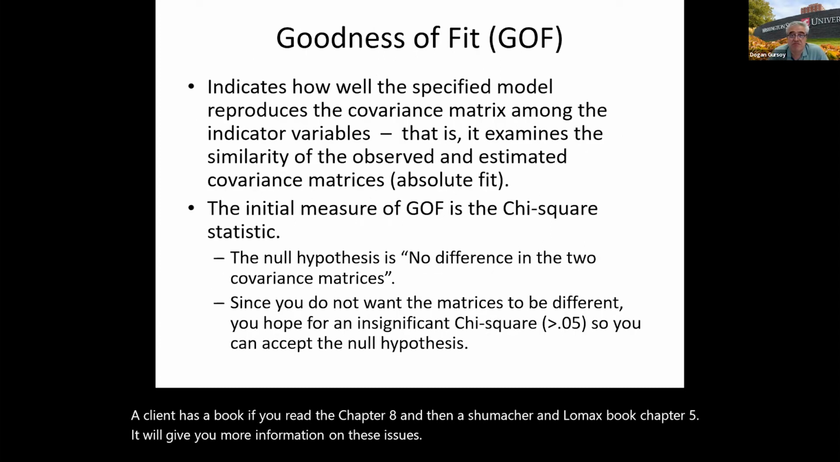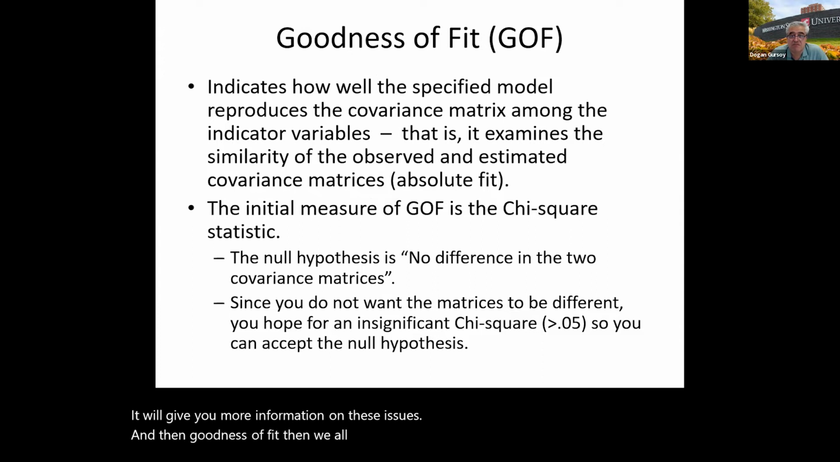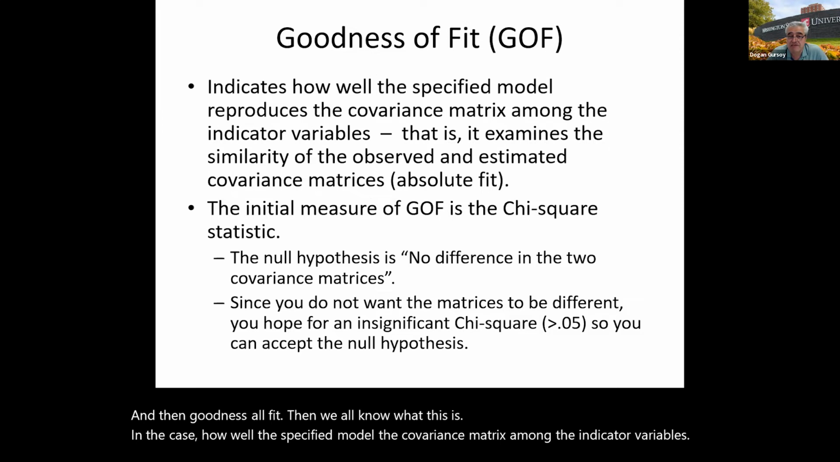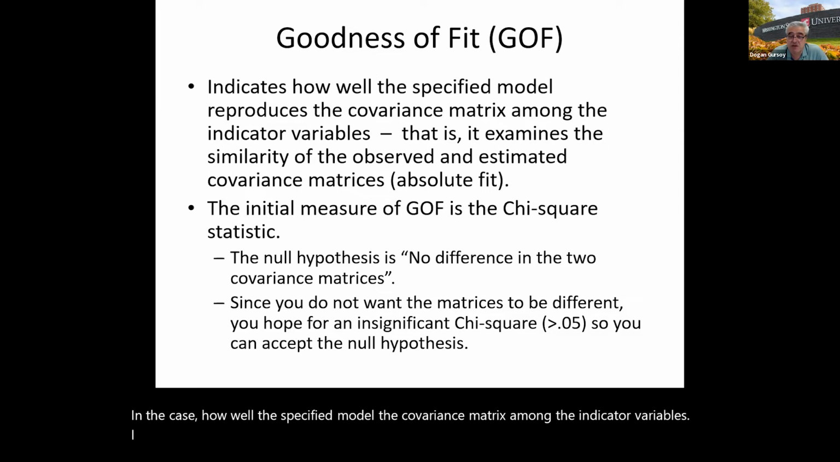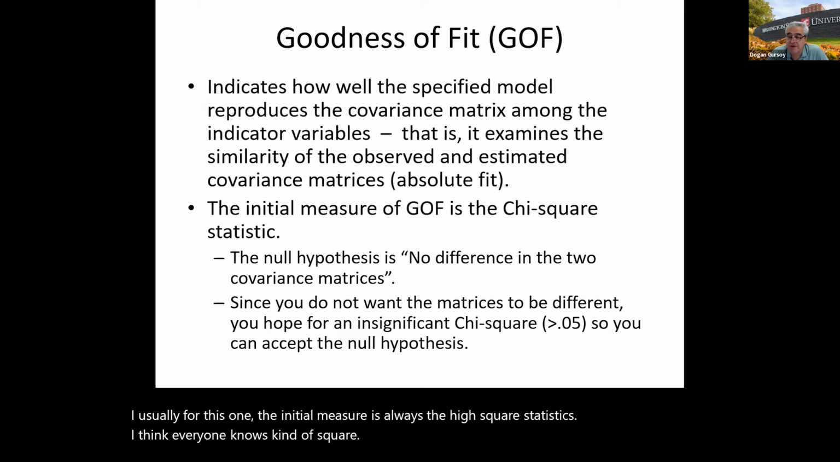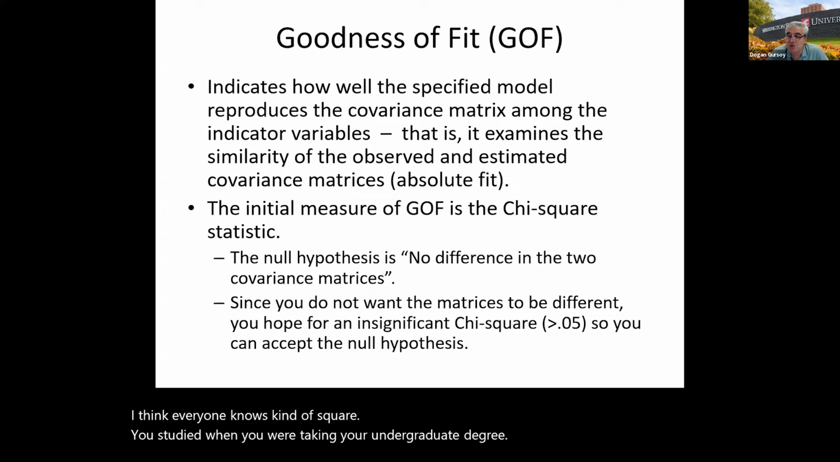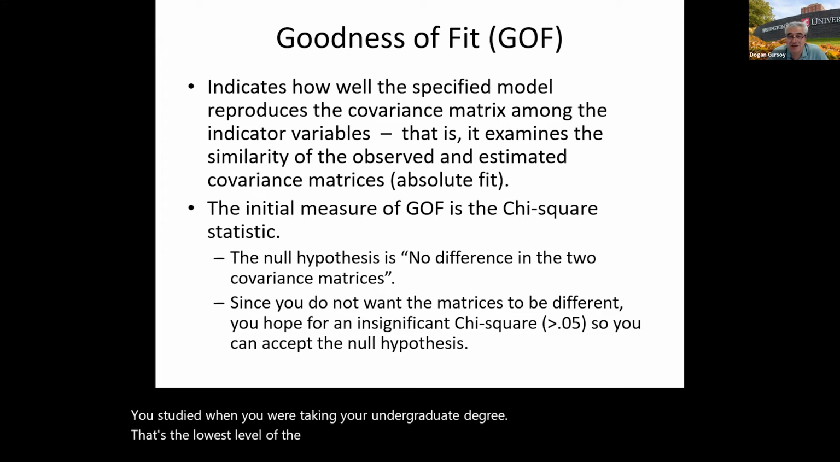And then goodness of fit. I think we all know what this is. It indicates how well the specified model reproduces the covariance matrix among the indicator variables. Usually, for this one, the initial measure is always the chi-square statistic. I think everyone knows chi-square. You studied it when you were taking your undergraduate degree. That's the lowest level of statistical knowledge. And the null hypothesis is that there is no difference between two covariance matrices.